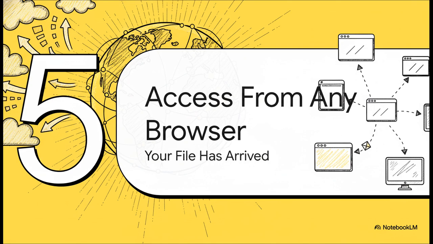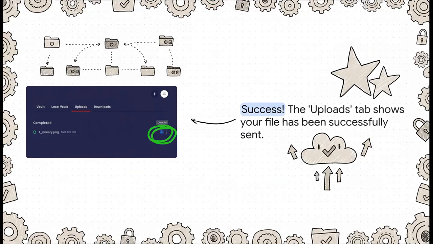And the upload is complete. How cool is that? Your file isn't just sitting on one computer anymore. It's now stored across a global, decentralized network. So the big question is, how do you actually get to it? Back in the Dave client, you get this nice confirmation. Head over to the Uploads tab and you'll see the file's status says completed. That's your proof that it's safe and sound on the network.